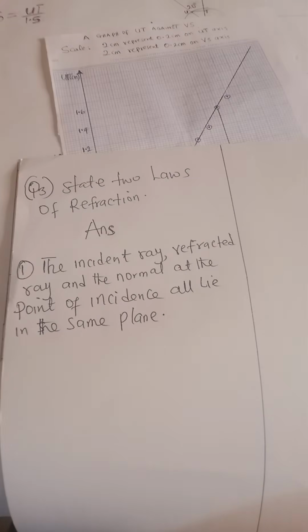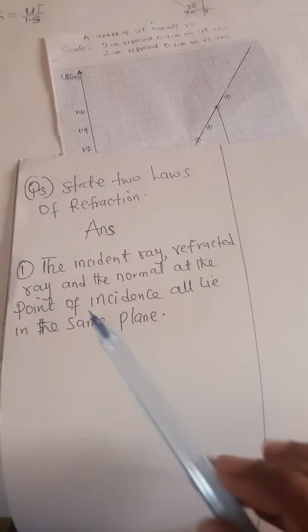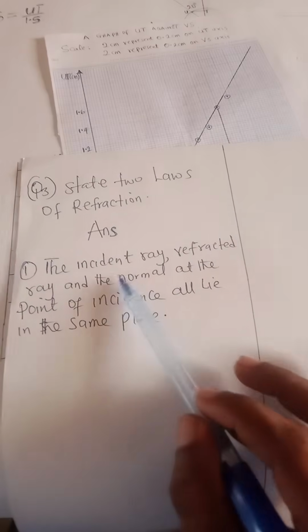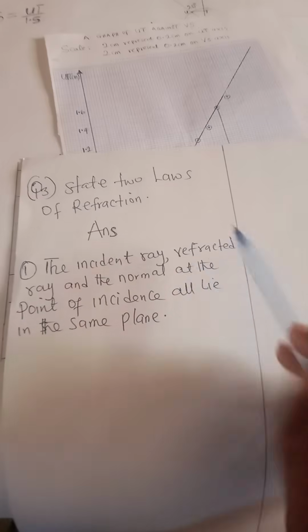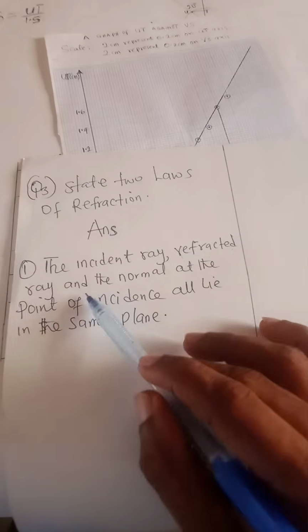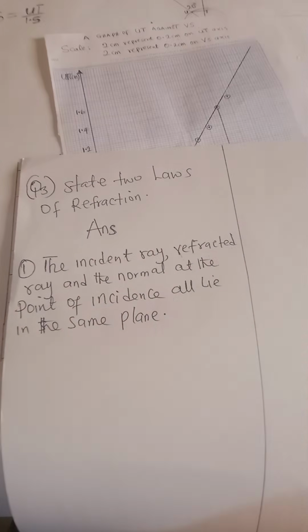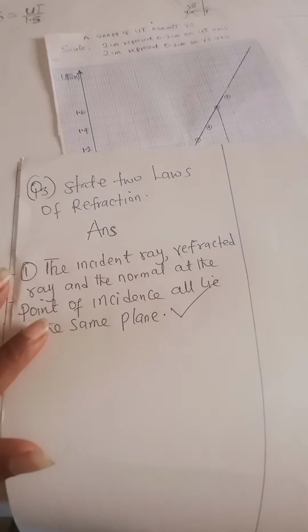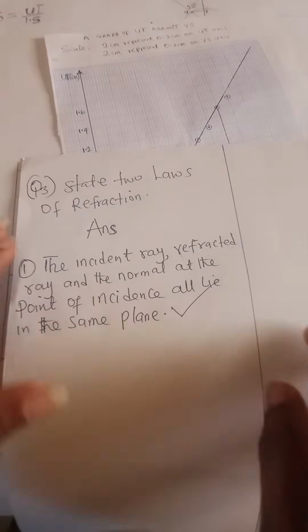I think I have seen one in your textbook on page 99. That thing is a typographical error. So don't write it reflected ray because they will mark you down. What I saw there was the incident ray, reflected ray. It is the incident ray, refracted ray and the normal at the point of incidence all lie in the same plane. If you write it, they will score you your mark, number 1. This is the first law of refraction.